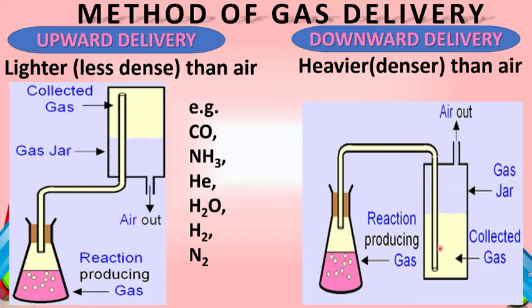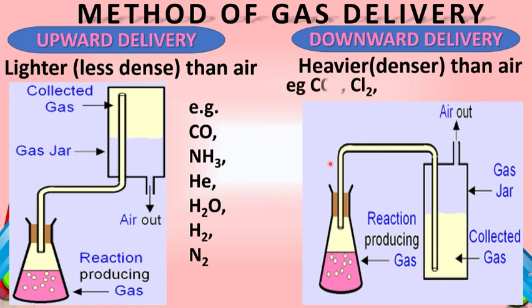Now as you continually produce more gas and introduce it into this gas jar, the collected gas, which is heavier than air, will displace the air upwards. That means displace it upwards and the air is allowed to go out. Hence, this method is also called upward displacement of air.